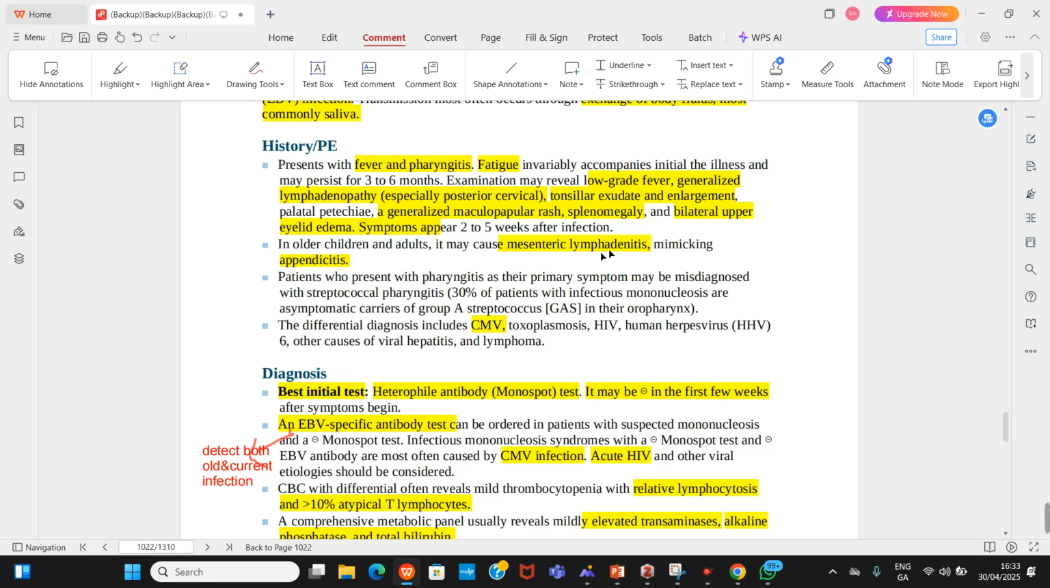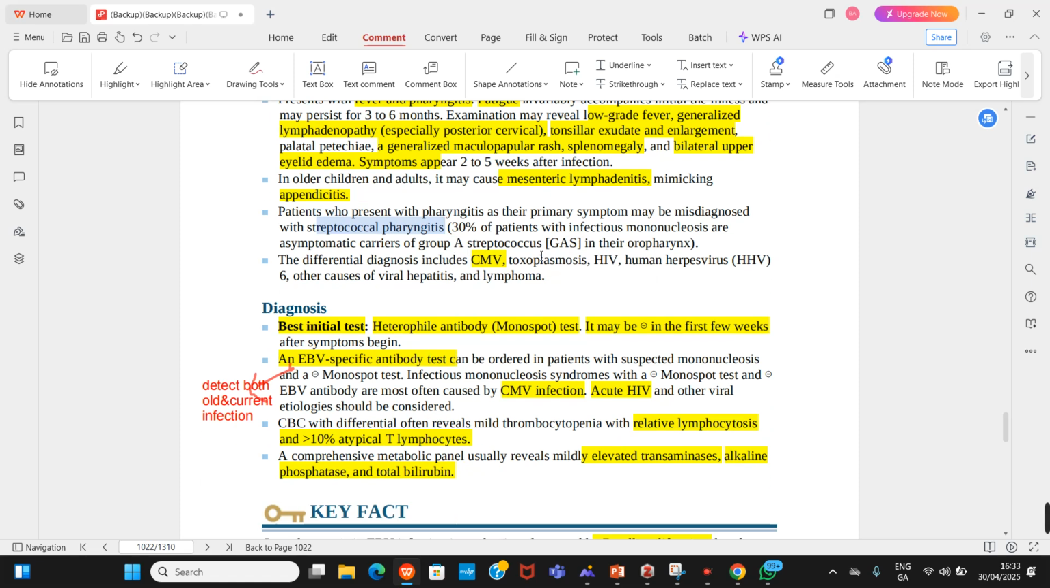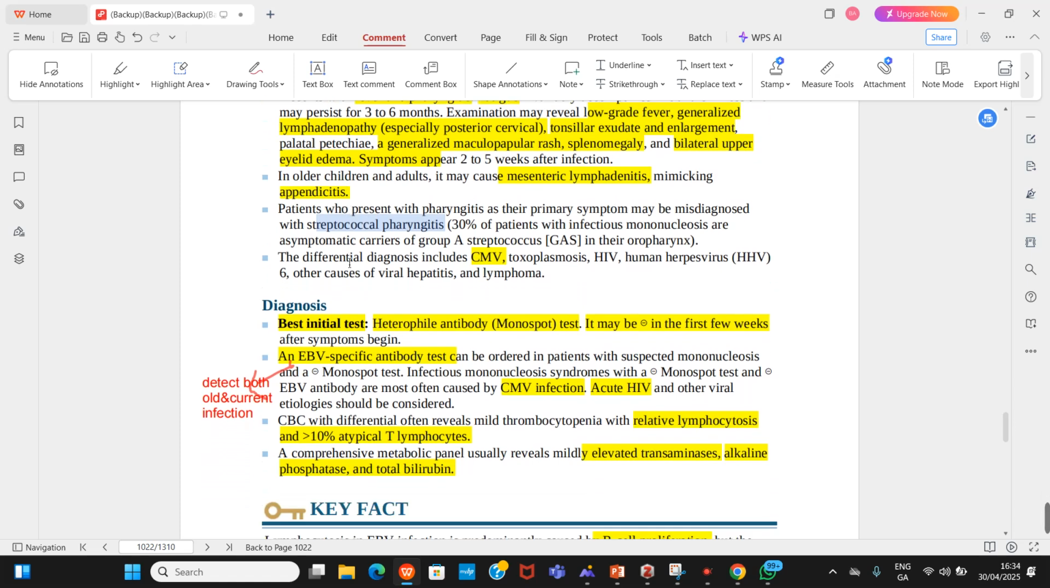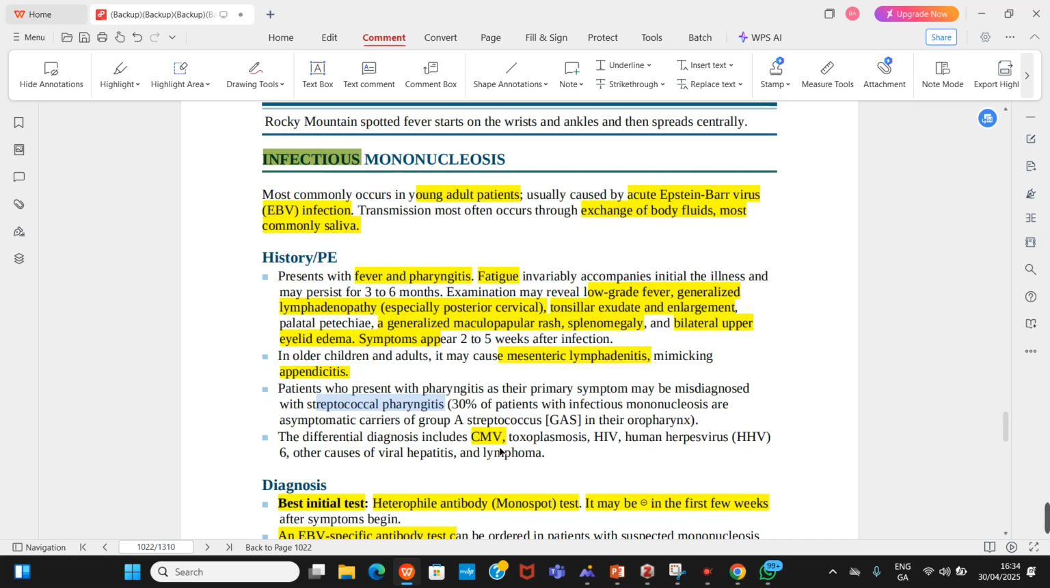Sometimes they can be misdiagnosed as streptococcal pharyngitis and they will be given amoxicillin and they will develop a rash. So watch out for that. If a doctor has a suspicion for streptococcal pharyngitis, or even the mother thinks maybe it's just a normal bacterial infection and they give amoxicillin and they develop a rash, you have to rule out infectious mononucleosis. There are very, very close differentials for infectious mononucleosis, and CMV infection is one.